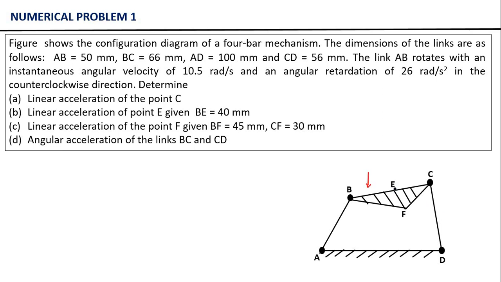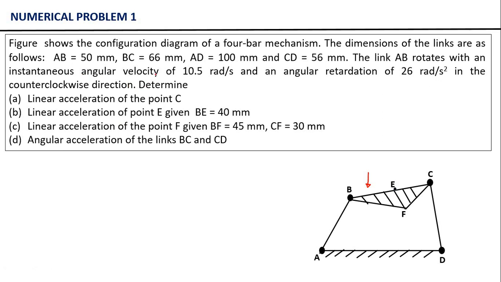We have been given a Fourbar mechanism as shown in the diagram. In this Fourbar mechanism, the lengths of the links are given as AB equal to 50 mm, BC equal to 66 mm, AD equal to 100 mm and CD equal to 56 mm. The link AB rotates with an instantaneous angular velocity of 10.5 radian per second and an angular retardation of 26 radian per second square in the counterclockwise direction.